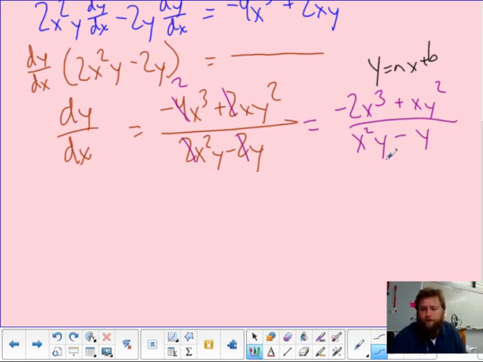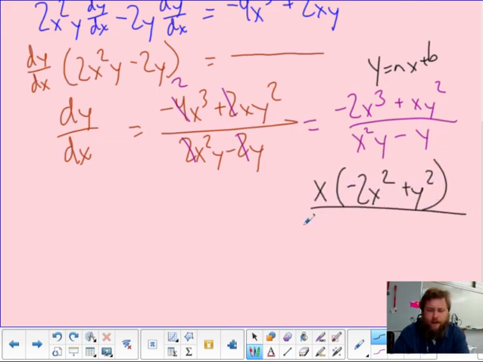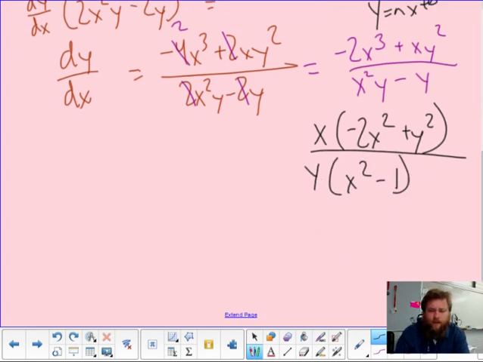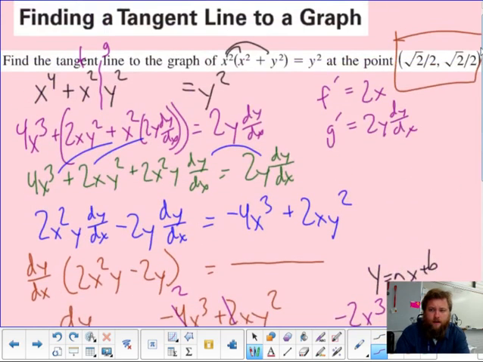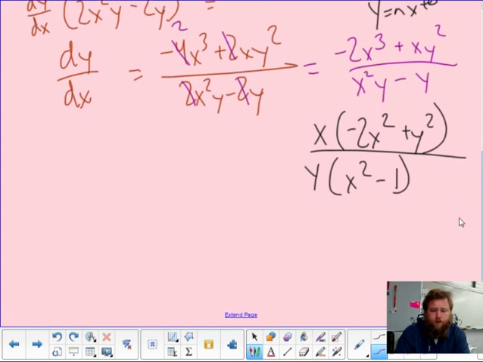All right, we back this up again. So I'm going to factor out an x on the top, and I'm going to get negative 2x squared plus y squared. I'm going to factor out a y on the bottom, so I get x squared minus 1. And this is going to make it a little easier to plug in, because you're going to plug in square root of 2 over 2 for both of them. So x kind of equals y when we're plugging these in. Let's plug this in, I'll show you.